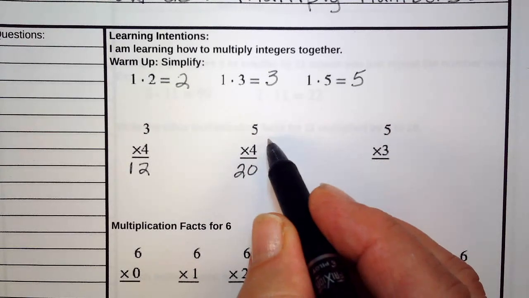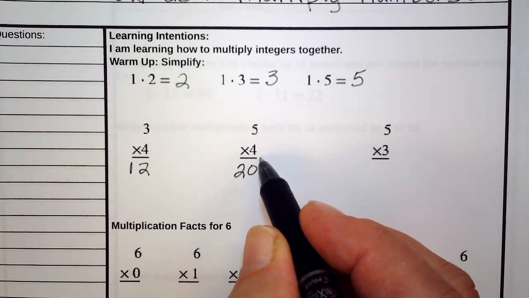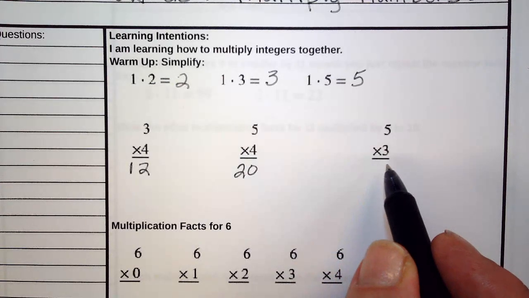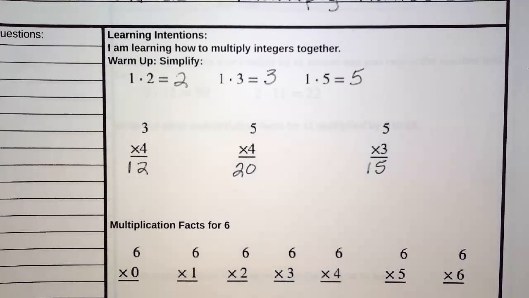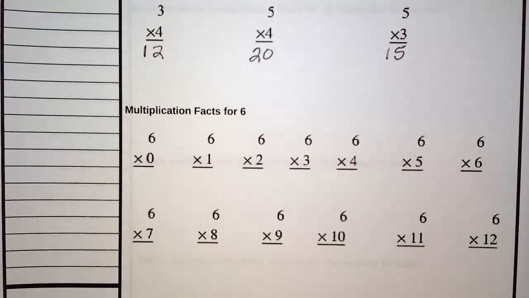I know that when I multiply by 5, the last number has to be either 0 or 5. If the number you're multiplying 5 by is even, then it will be 0. If it is odd, then it will be 5. 3 times 5 is 5 plus 5 plus 5, which is 15. So, let's see what happens with the rest of the multiplication tables.